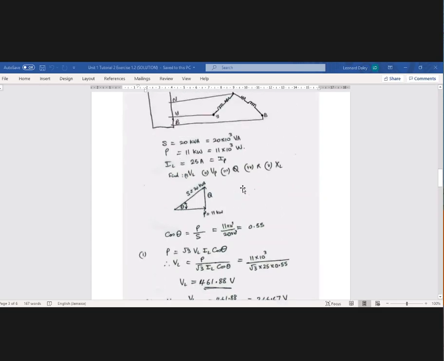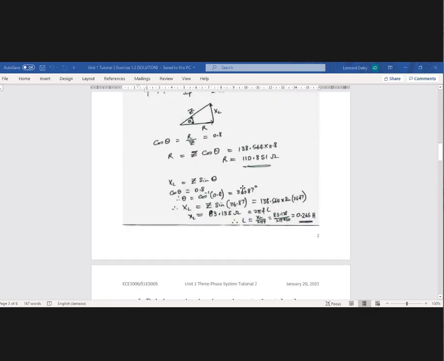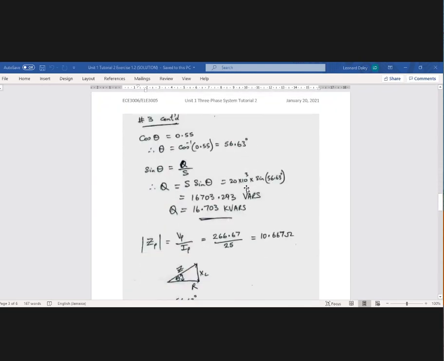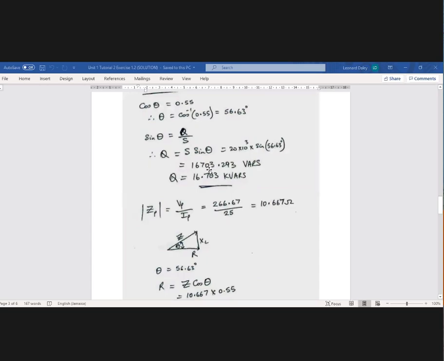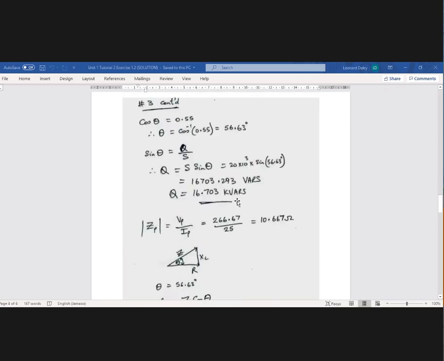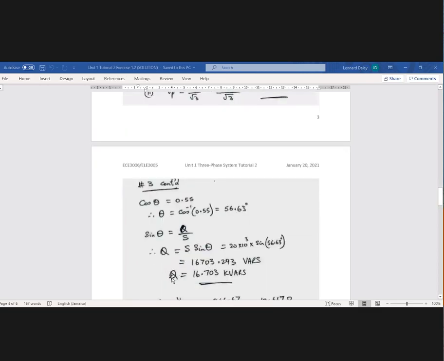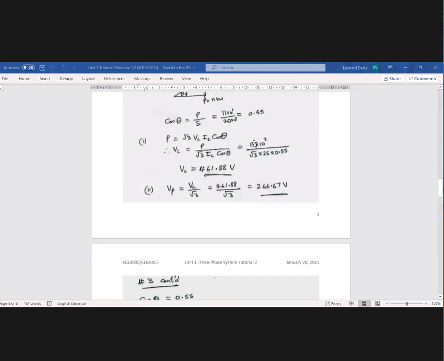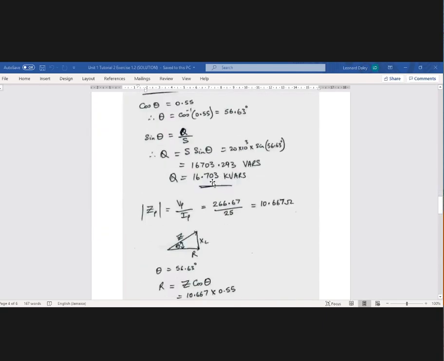All right. So it's basically the same thing we're doing here, and the same thing you can do for S equal to P plus JQ. So that can help you with that one also. So you could find Q by just resolving this S at angle 56.53. You would get the P at 11 and the Q at 16.7.